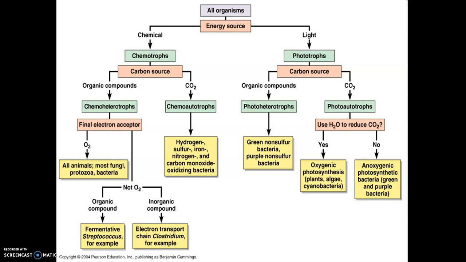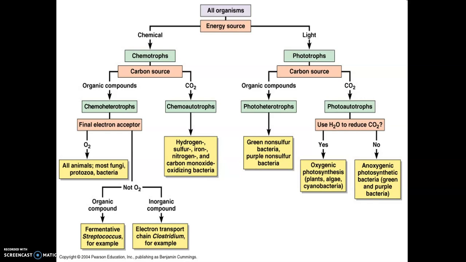Those are the chemoheterotrophs, the ones that we as humans can relate to, right? Humans, in order to get energy, we have to eat. We have to eat food, organic compounds: carbohydrates, proteins, fats. We eat organic compounds in order to obtain the energy that we need to stay alive. So all animals, most fungus, protozoa, and lots of bacteria.